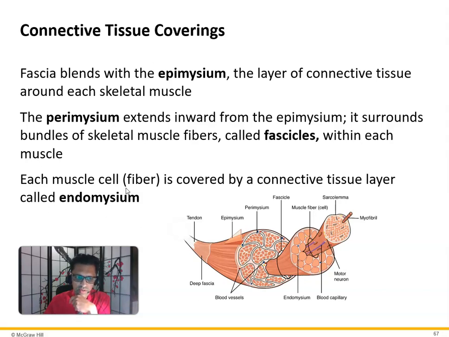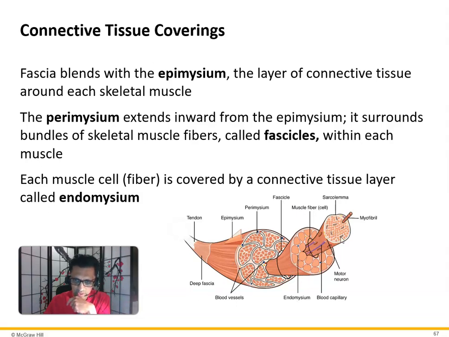And then each muscle cell or fiber is covered by a connective tissue layer called the endomysium, and that's right in here. See that? That's the endomysium. So here's a fascicle, which is this right here, and the endomysium is right here. Again, the epimysium covers the muscle. The perimysium will cover these fascicles. And then the endomysium will cover each muscle fiber.